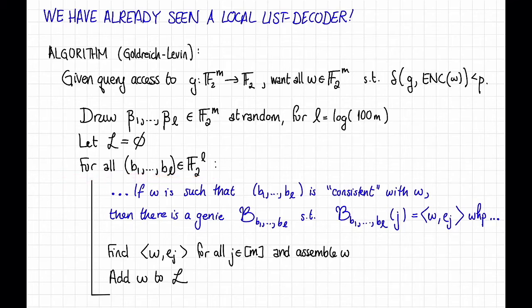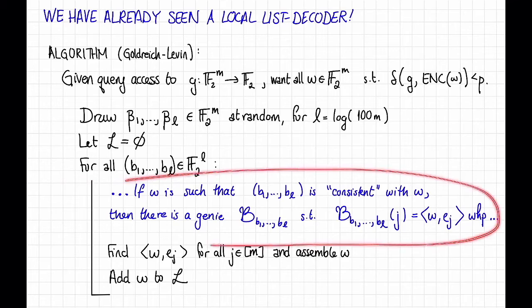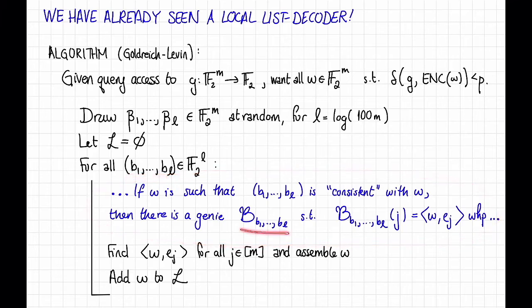And then we did some stuff which was essentially this. If w is such that this advice, b1 through bl, is consistent with w, then there is some genie, curly b sub b1 through bl, such that curly b sub b1 through bl on input j was equal to the inner product of w and e_j with high probability. In the previous video, we called this a genie, we just didn't name it curly b. So now let's name it curly b, and instead of calling it a genie, let's call it Bob.